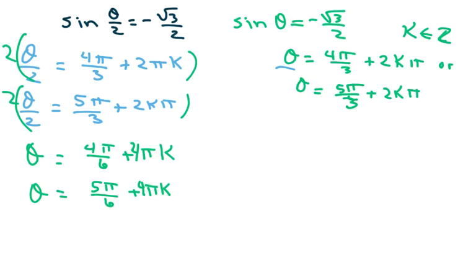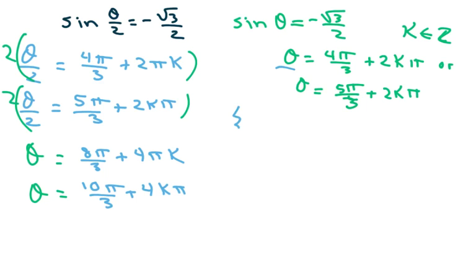Actually I divided here, sorry. Let me redo this real quick. Okay, sorry. So you're multiplying by 2. So we multiply by 2, you're going to get the first one is 8 pi over 3 plus 4 pi k, and the next one's going to be 10 pi over 3 plus 4k pi. I get mixed that up. So there's two solutions, and then when you write them all out, you're going to get 8 pi over 3 and 10 pi over 3.